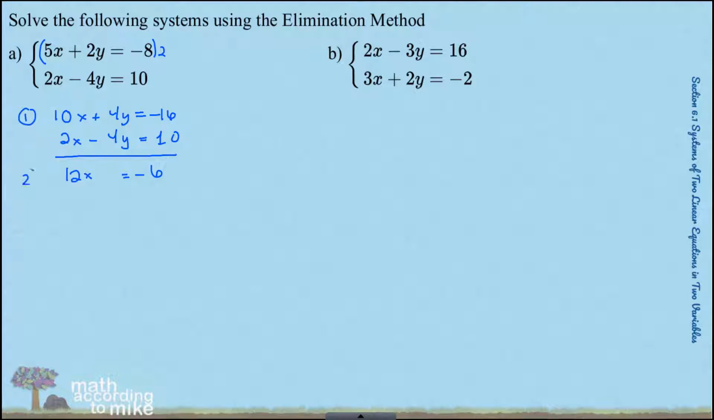So the next step is to solve for the remaining variable here. In this case, it's x. So we'll divide both sides by 12. And we get x to be negative 1/2.